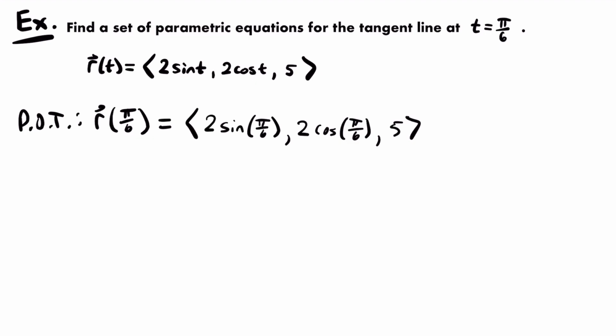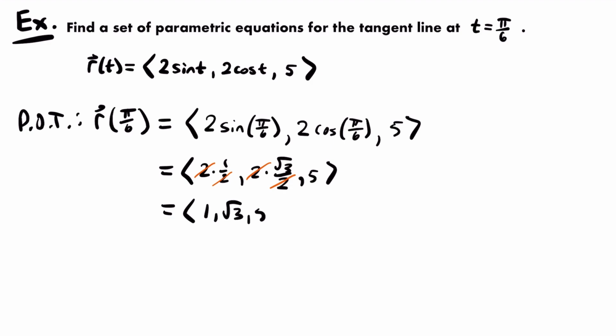And so then simplifying, sine of pi divided by 6 is 1/2. So this is equal to 2 times 1/2. And then cosine of pi divided by 6 is the square root of 3 divided by 2. So we have 2 times the square root of 3 divided by 2, and then 5. And so then these 2's will cancel out, and so will these 2's. 2 times 1/2 is just 1. So our vector here is 1, the square root of 3, 5. And so that vector gives us a point of tangency of 1, the square root of 3, 5, right?